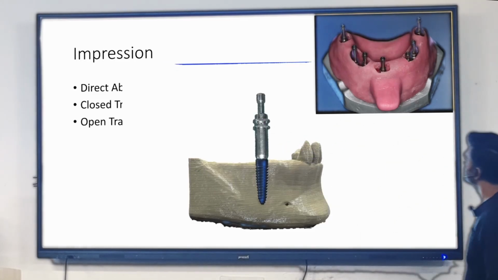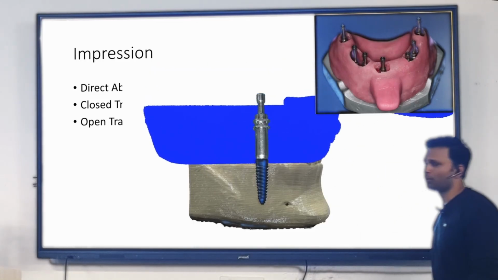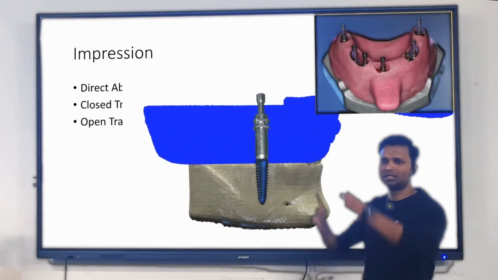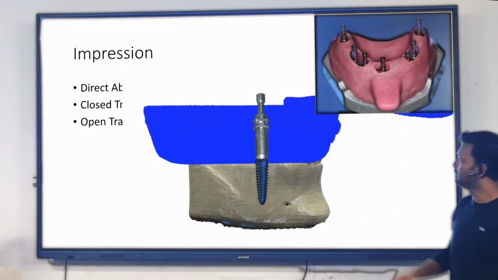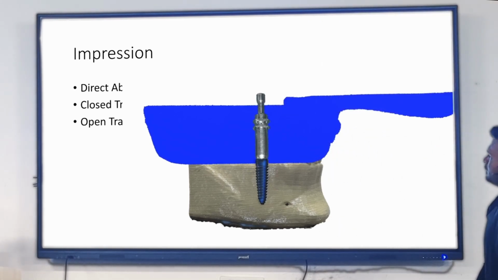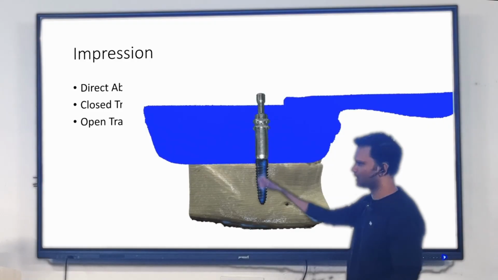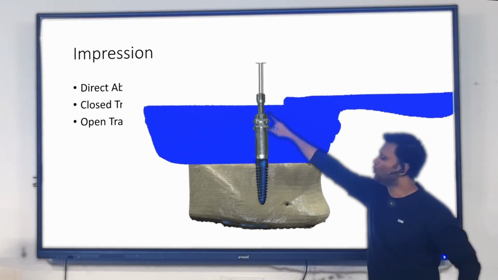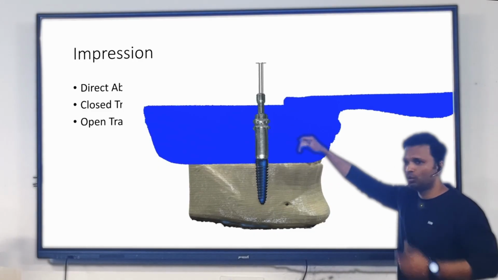So when you place the impression tray with holes in it, this screw is jutting out of those holes. Then you have to remove the impression material on top of these. Then what you're going to do is use a hex driver to loosen this screw.